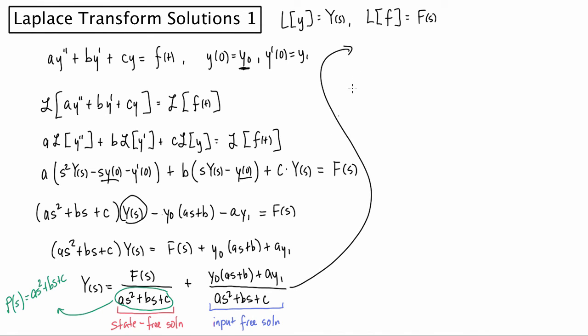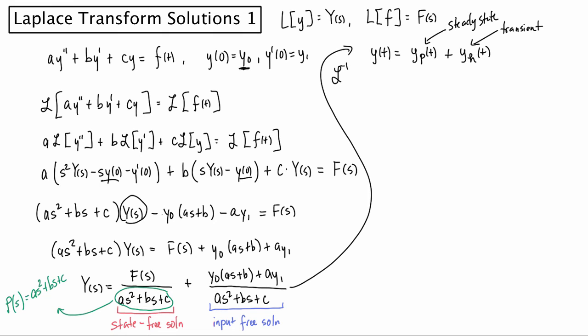Let me start back up here. If I take the inverse transform of both sides, then the inverse transform of y of s goes back to y of t. The inverse transform of the state-free solution will go back to the particular solution, which we have denoted as being the steady state. And the inverse transform of the input-free solution will go back to being the homogeneous equation solution, y of h. Now, I need to say a little bit more about that. In particular, what is each of these satisfying?